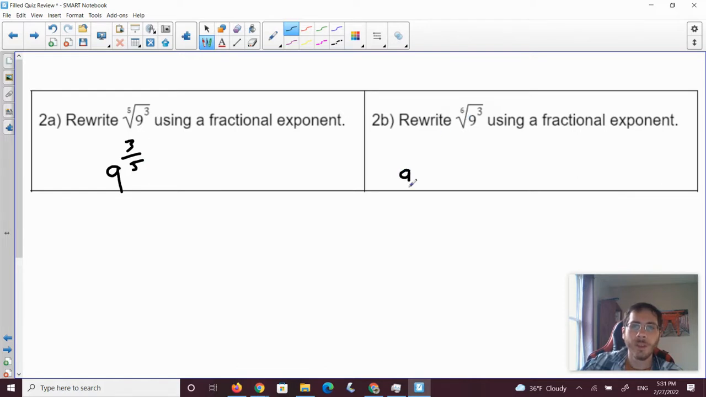We do the same thing over here. We get 9 to the 3/6. Now with this one, 3/6, we can actually simplify that. So if we want, we could write that as 9 to the 1/2 power. Now we could also solve that. I mean, that's just 3. But we want to rewrite it using a fractional exponent. So this is what it looks like as a fractional exponent. Just remember, since this index is even, this could be either positive or negative.